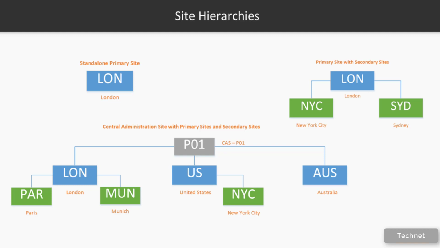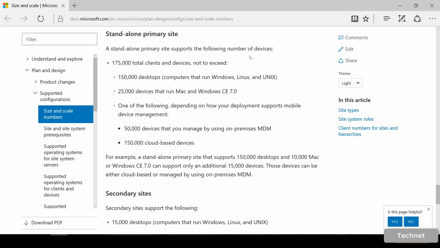So, what is supported for each of the site types and hierarchies? This information is subject to change, so it's always better to refer to the official Microsoft documentation. The site address can be found in the notes of this video. A standalone primary site supports up to 175,000 clients. That figure includes up to 150,000 desktops, and the rest could be Mac or mobile devices. This is often suitable for most organizations and is the simplest Config Manager environment to implement. This is what we will be implementing throughout this course.